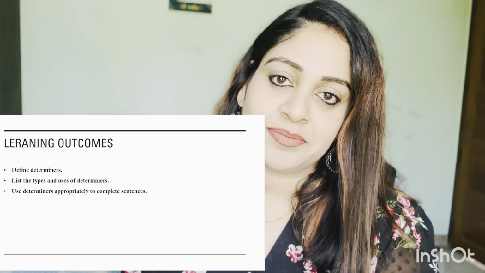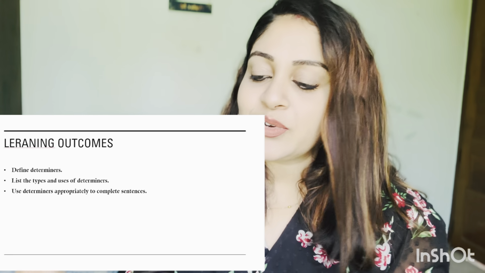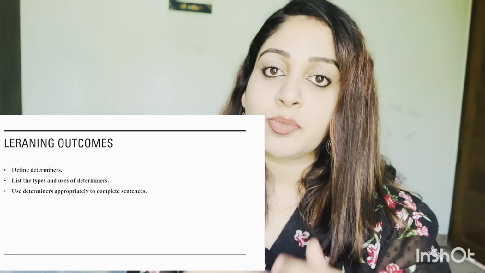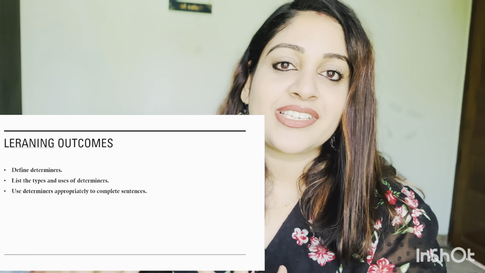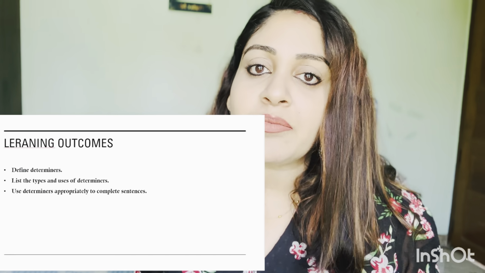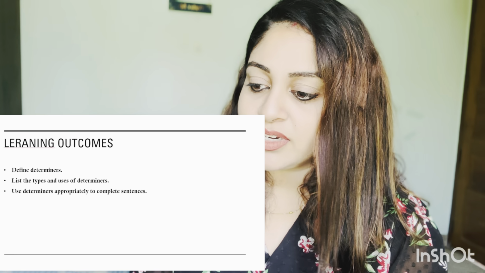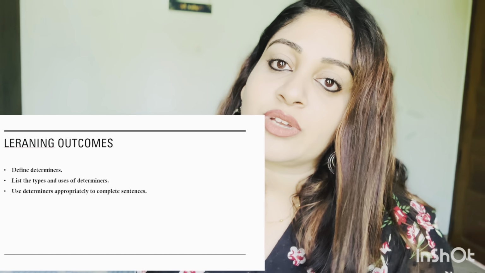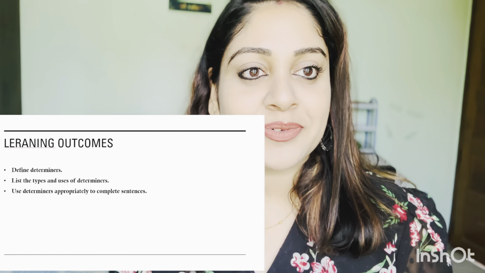Again, our last slide is quite understandable, that is learning outcome. If learning objectives are there, learning outcomes are also there. Learning objectives and learning outcomes are the same points but with a different mindset. The first, learning objectives, is 'I will be able to', but for learning outcomes it is 'I am able to': define determiners, list the types and uses of determiners, use determiners appropriately to complete sentences. I hope this video is useful to you.